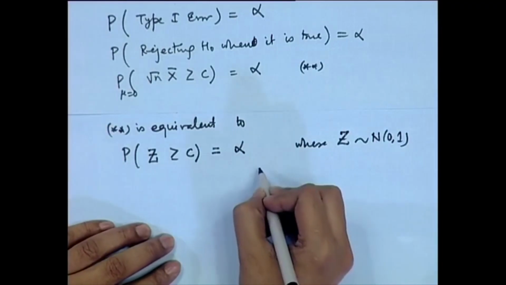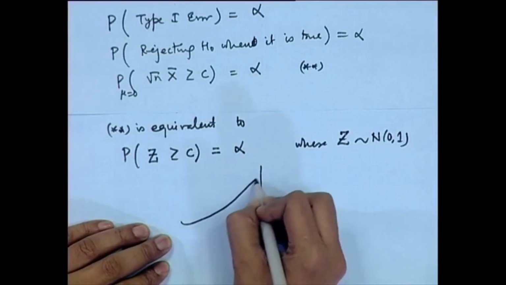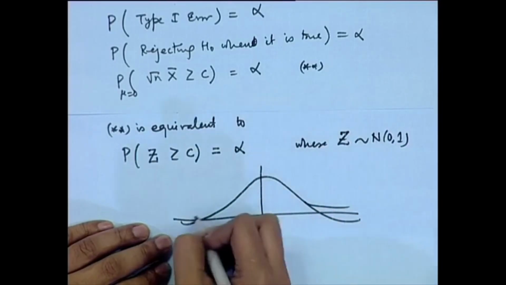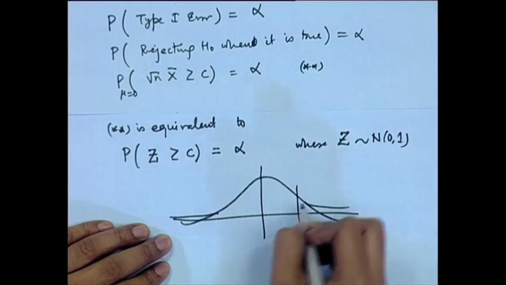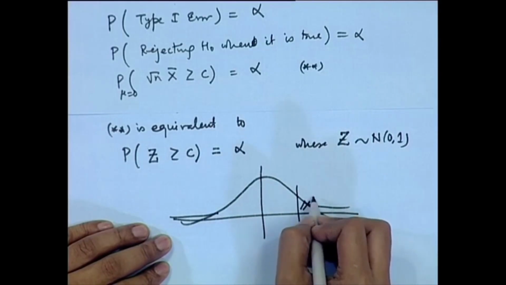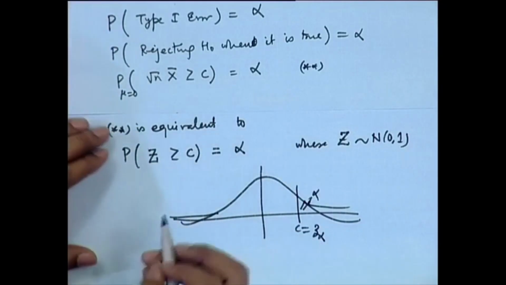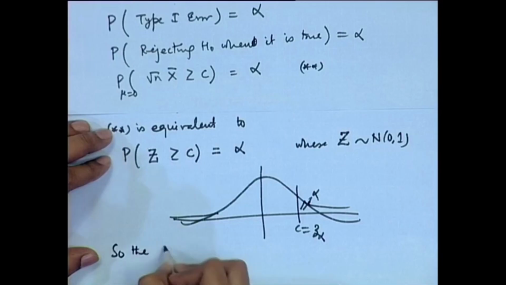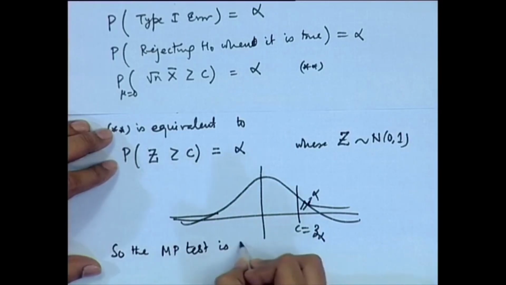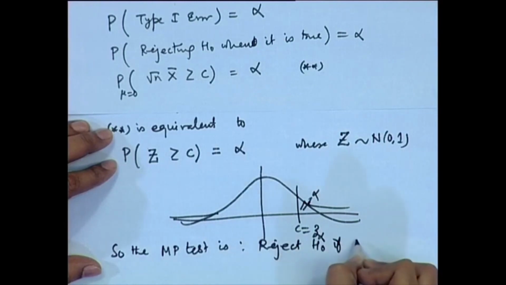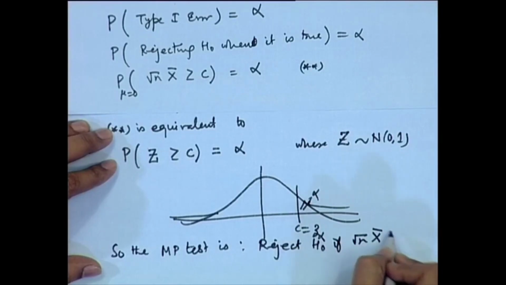That means, if we are considering a standard normal probability density function, then c is the point such that the probability beyond this is alpha. So, this is equal to Z alpha. So, the most powerful test is reject H naught if root n x bar is greater than or equal to Z alpha.